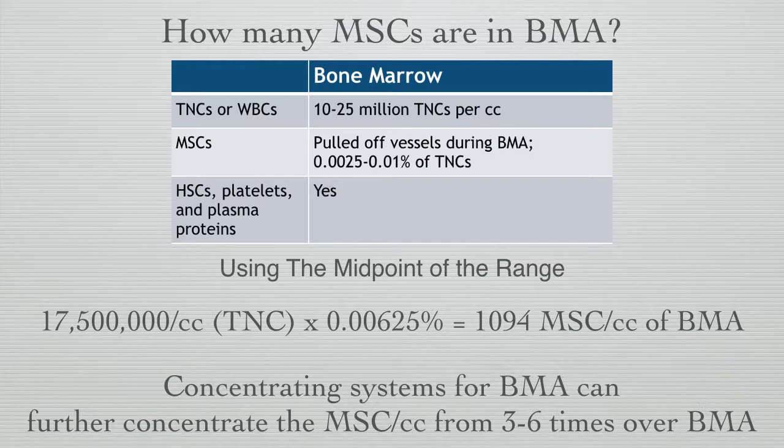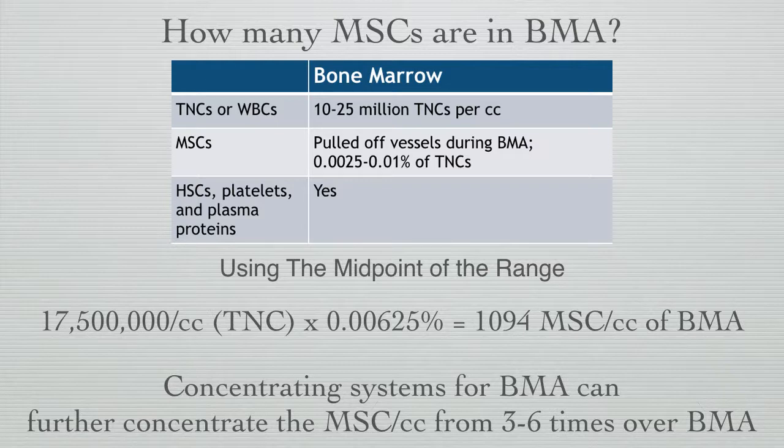There are other types of cells and items in the marrow cavity and in the marrow spaces, and these include hematopoietic stem cells, platelets, and plasma proteins. Using the midpoint of the average, we can say that there is approximately 17.5 million total nucleated cells per cc.